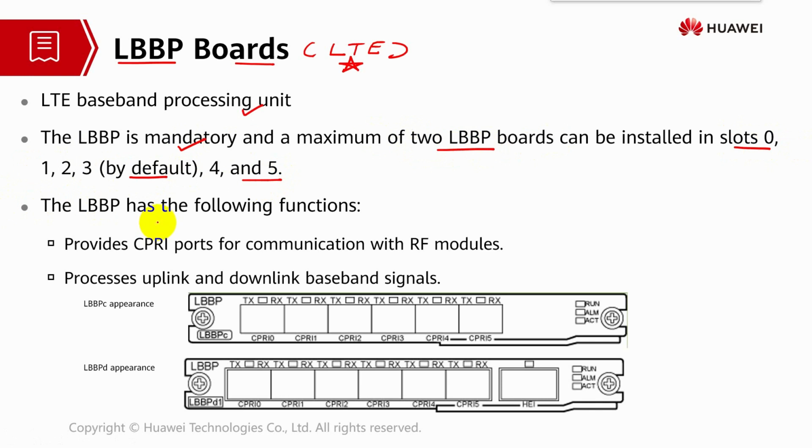The LBBP has the following function. It provides the CPRI port communication with the RF modules, and also it will process the uplink and downlink. So basically the picture here shows the appearance of the LBBP board by different version. They have the C version and the D version.